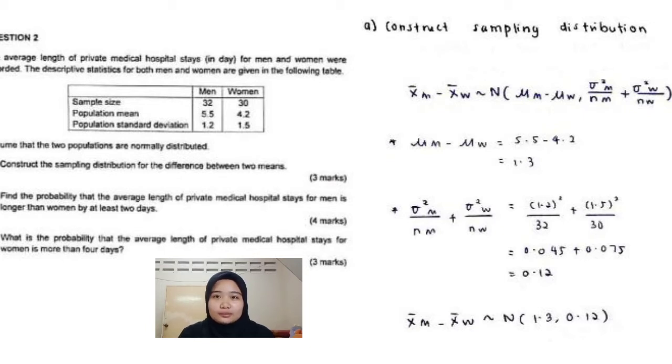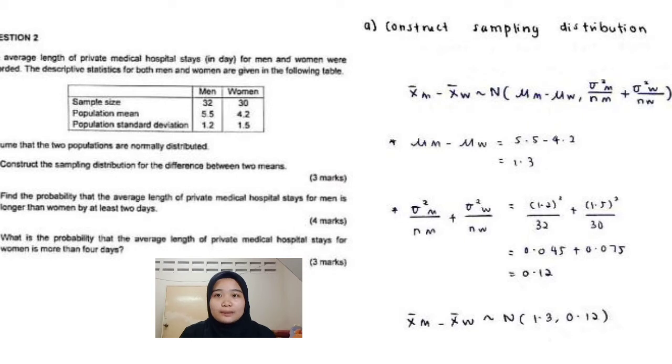Now, I want to explain question 2. This question is about a record of average length in days of private medical hospital stays for men and women. The table below is the data recorded by the hospital. Now, we look at question 2a, which is to construct the sampling distribution for the difference between two means. It involves two means as the data record involves men and women.